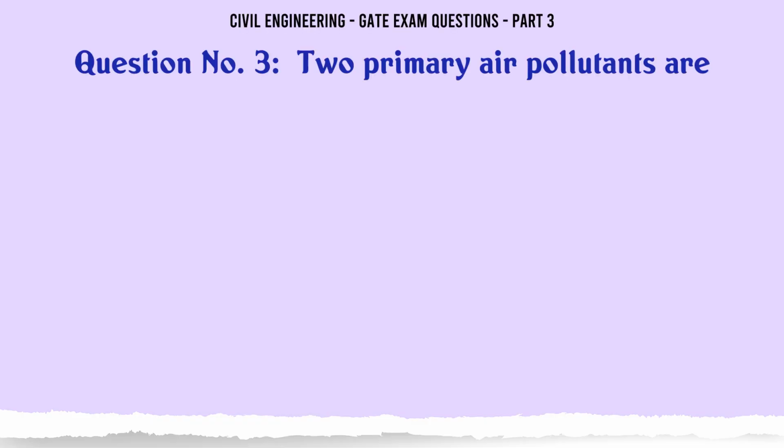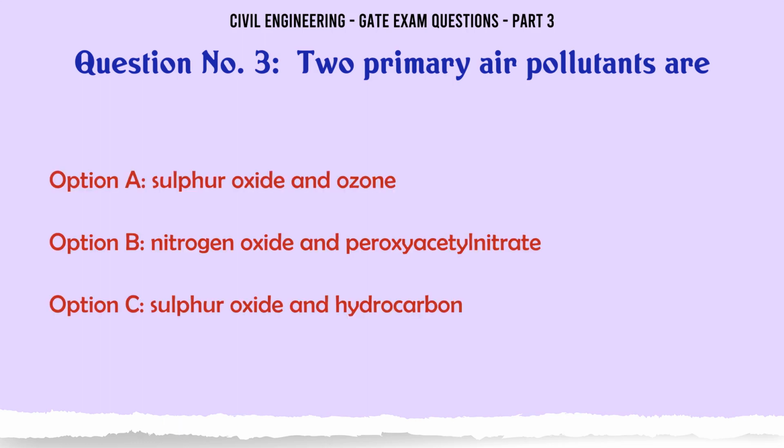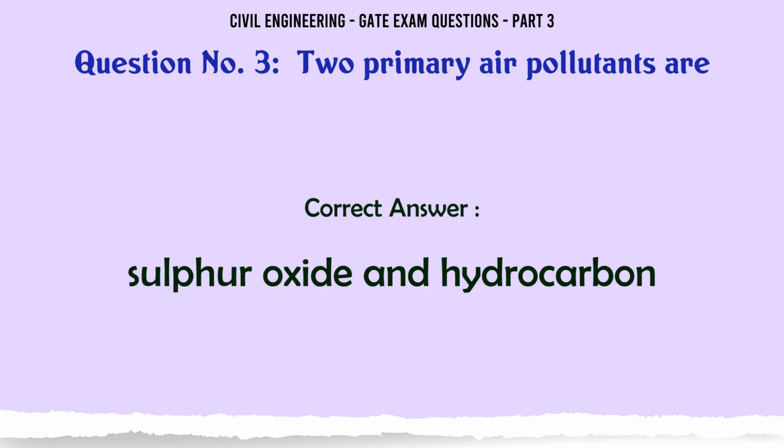Two primary air pollutants are A. Sulfur oxide and ozone, B. Nitrogen oxide and peroxyacetyl nitrate, C. Sulfur oxide and hydrocarbon, D. Ozone and peroxyacetyl nitrate. The correct answer is sulfur oxide and hydrocarbon.